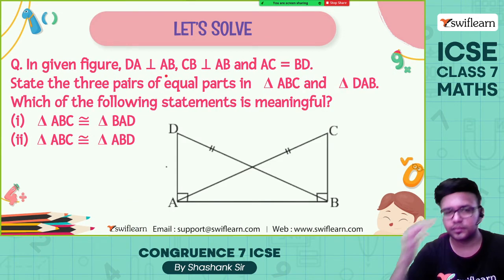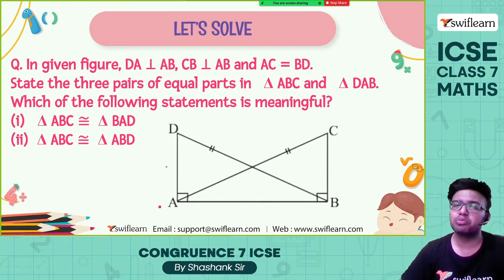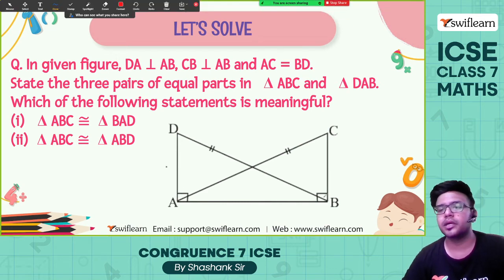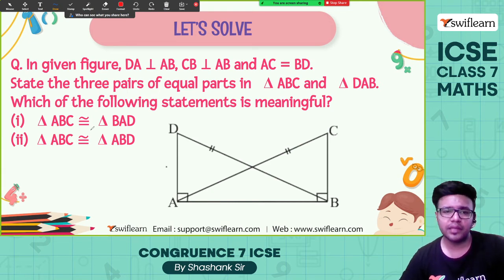Yes, in the given figure, DA is perpendicular to AB, CB is perpendicular to AB, and AC is equal to BD. State the three pairs of equal parts in angle ABC and angle DAB. Which of the following statements is meaningful? Triangle ABC is congruent to BAD or triangle ABC is congruent to ABD.